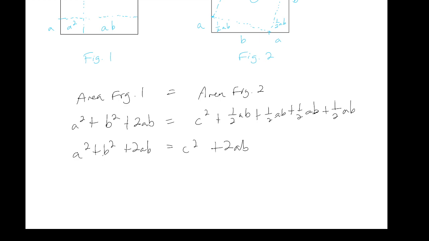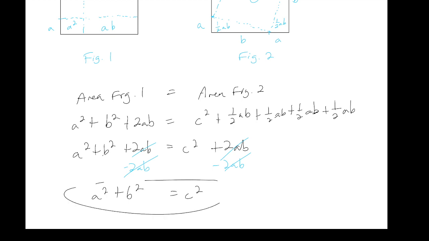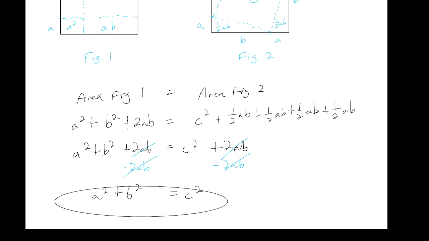If I'm solving for this, I'm going to subtract off 2AB from each side, right? If I take it from the right, I have to take it off the left, which leaves me with the following. We should know that, algebraically, we've proven that A squared plus B squared is equal to C squared. And this, gentlemen, is proof of the Pythagorean theorem.